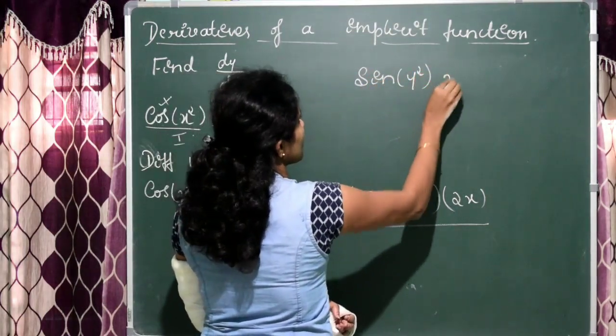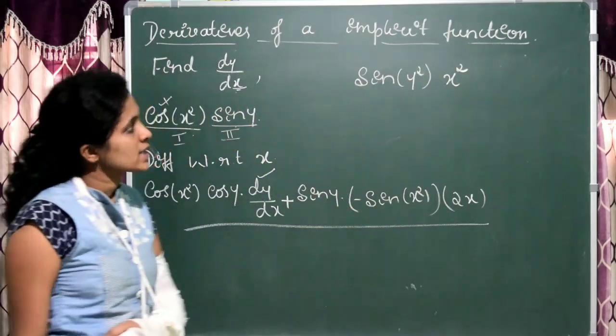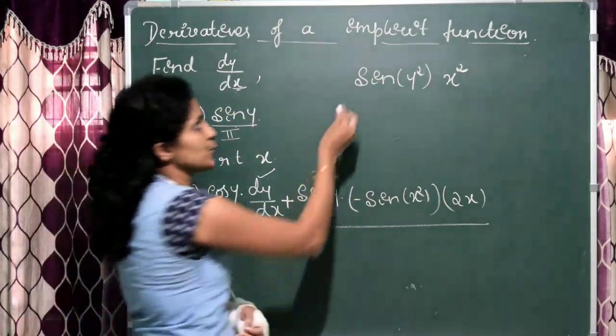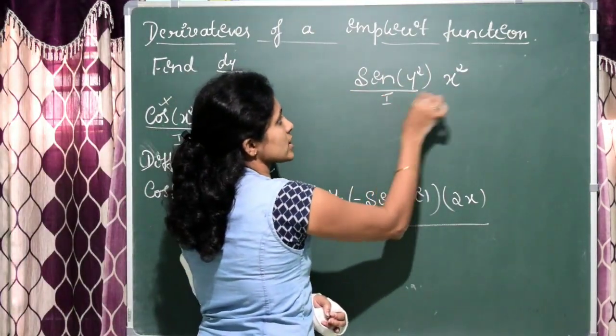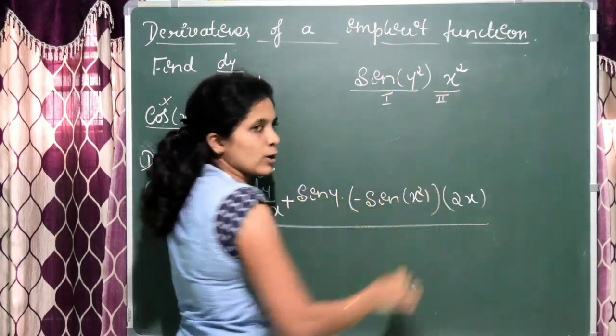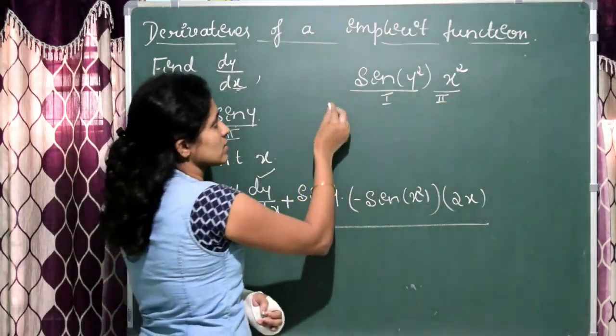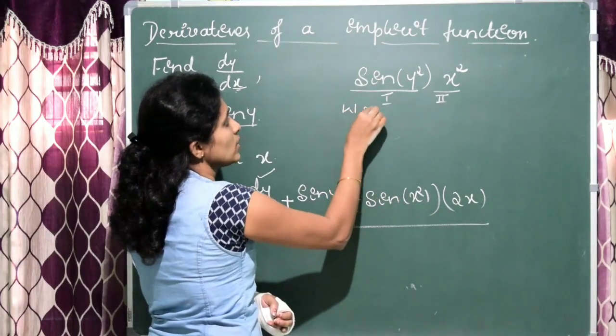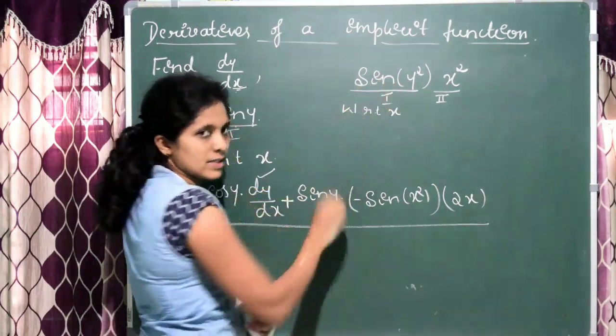y square x square sin y square into x square. Here also two functions are there, right? This is the first function and this is the second function. You have to apply the product rule. So first we will differentiate with respect to x. This is the example, okay?